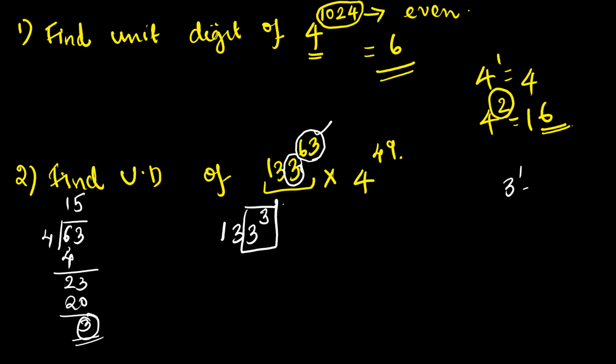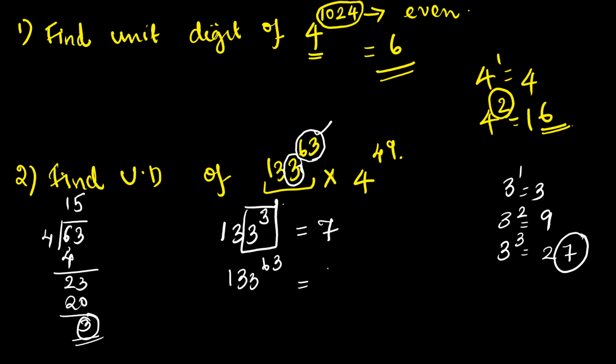Now what is 3 raised to 3? We know that 3 raised to 1 is 3, 3 square is 9, 3 cube is 27. So what is the unit digit here? The unit digit for 3 cube is 7. So 133 raised to 63 will have a unit digit equal to 7. This is the first term. Next we'll see the second term, 4 raised to 49. So here the number is 4, the unit digit is 4. So we have to use the cyclicity of 4.